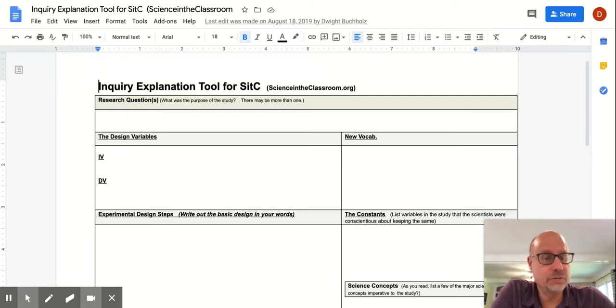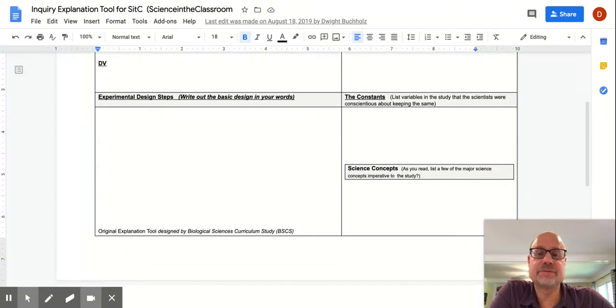Now, in terms of new vocabulary, you'll want to stick in here any words that are relatively new to you. There are probably at least two or three that we use over the course of the lab that will be new. I want you to write down the word and give a short definition.